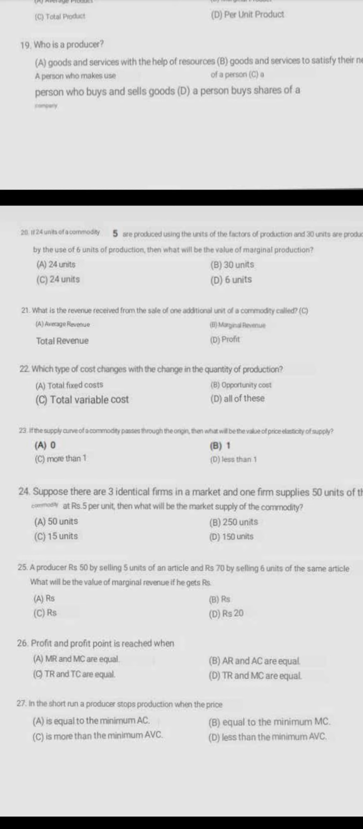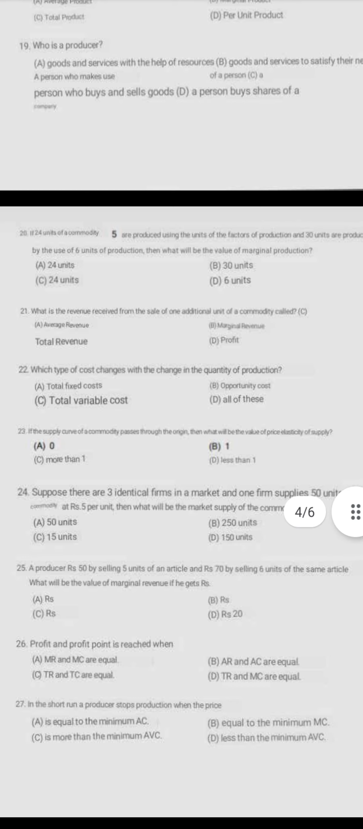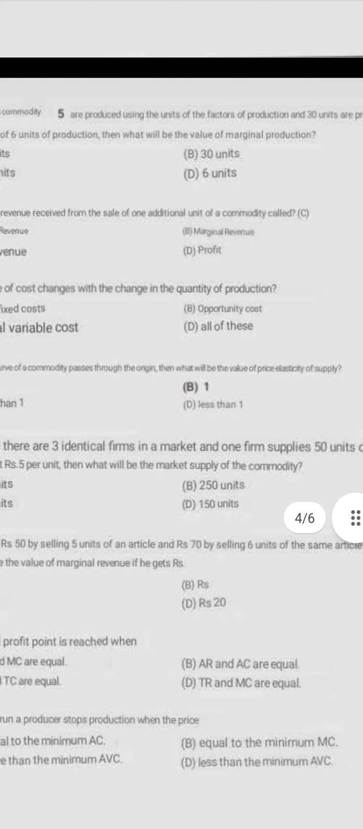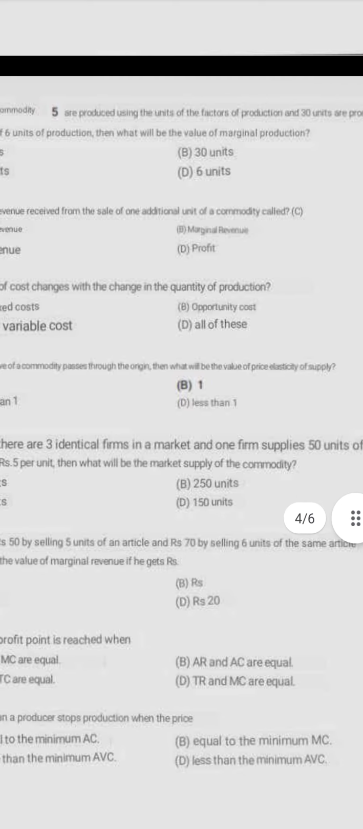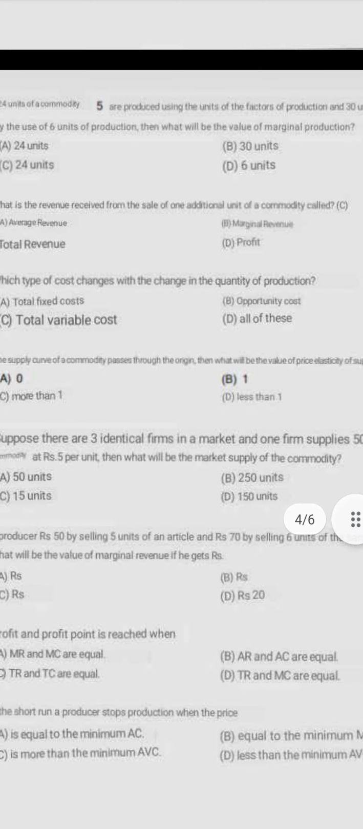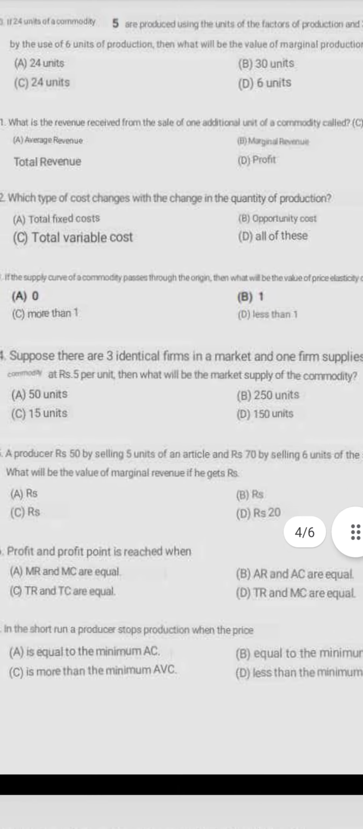23. If the supply curve of a commodity passes through the origin, then what will be the value of price elasticity of supply? When it passes through origin, that means the price elasticity of supply is equal to 1. Then the correct answer is option number B, 1.